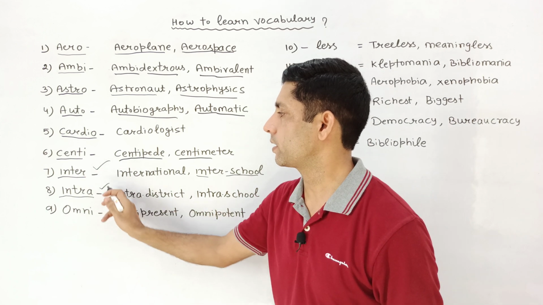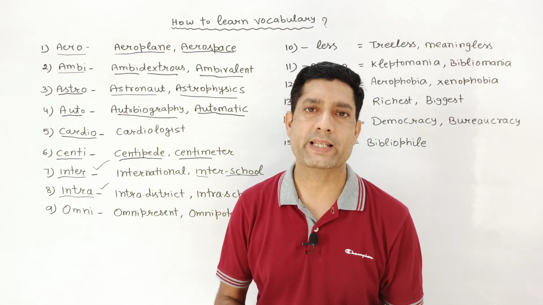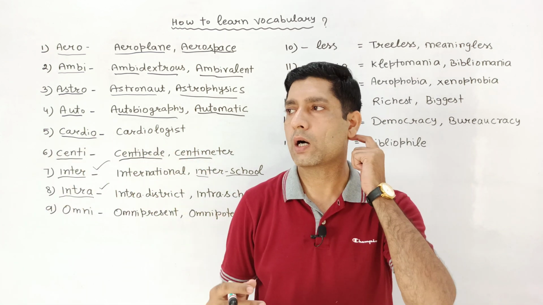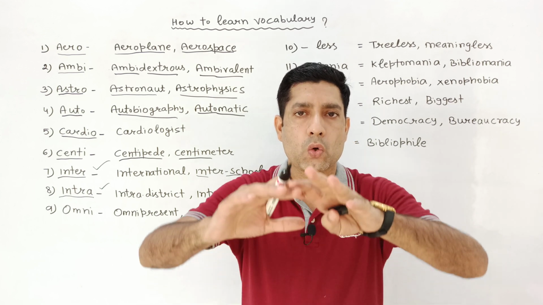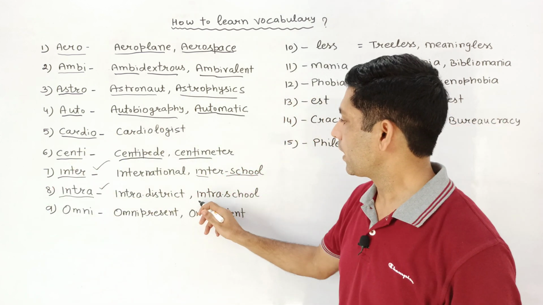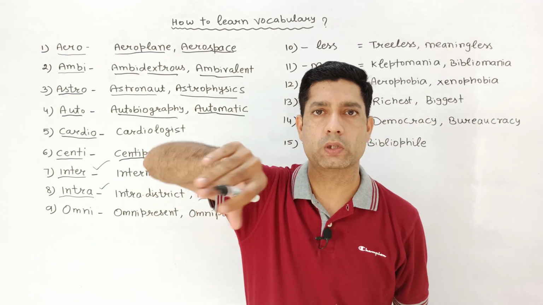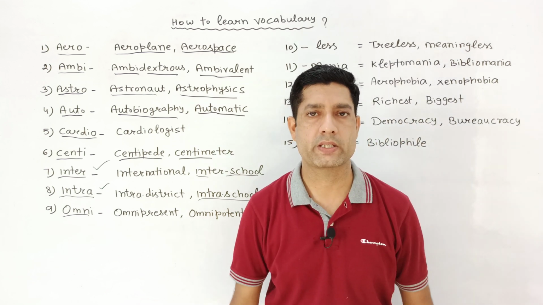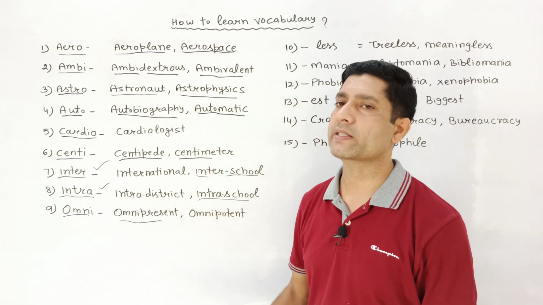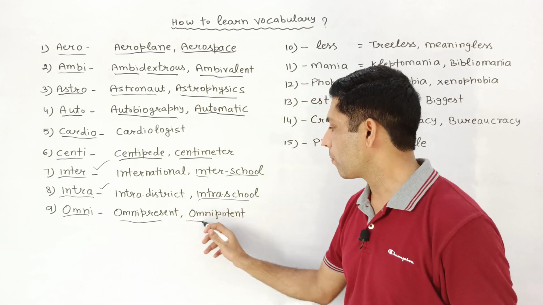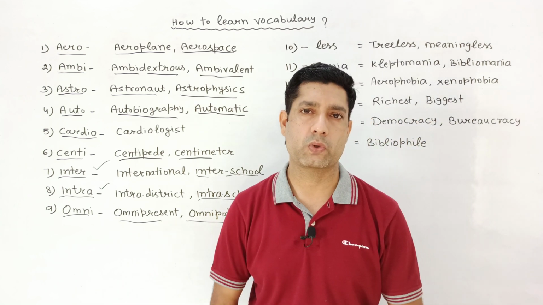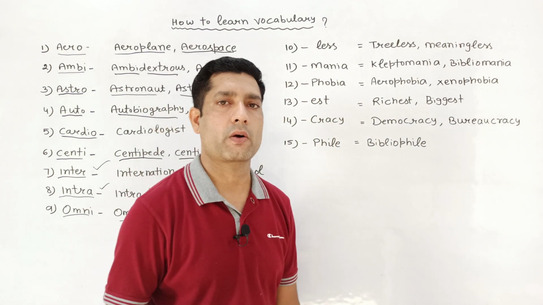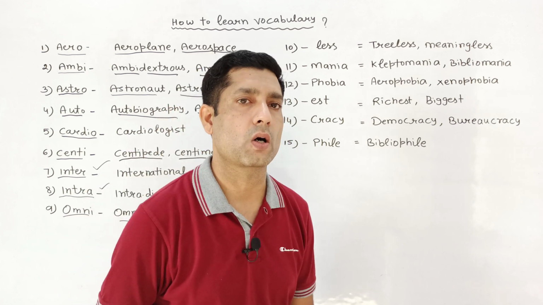This is inter and another is intra. Intra means inside, within. Intra-district, within a district. Any function or any program that will happen within the same district. Intra-school, within a school. Next is omni, of all things, of all places, यानी कि सर्व. For example, omnipresent, present everywhere. Omnipotent, one who is all powerful. Omniscient, one who knows everything. All these things are used for Almighty God.